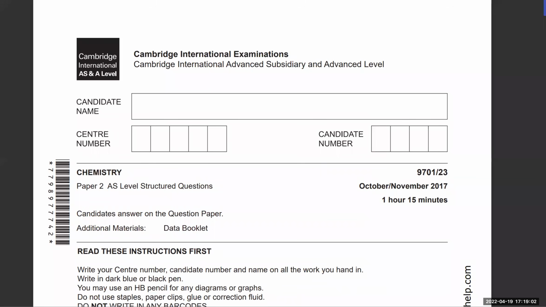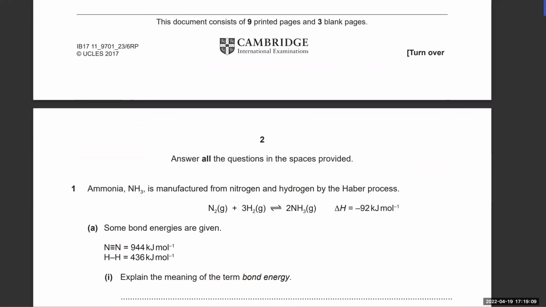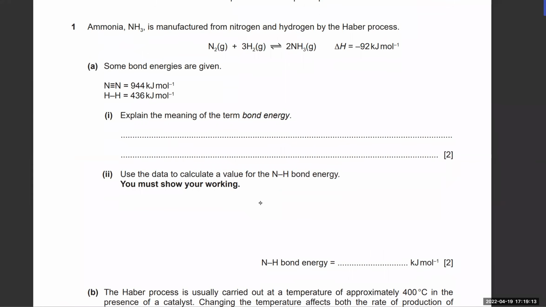Start with this one. This is W17 and question paper 2-3. So starting with the first question, what is bond energy?